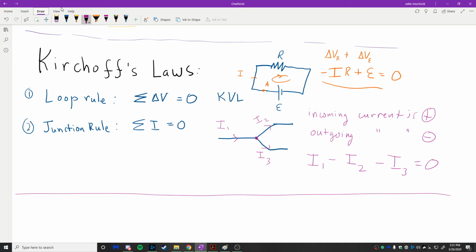This one says that the sum of all voltage drops around a closed loop is 0. And this one says that the sum of all currents flowing into a junction has to add to 0 with this type of convention right here. Does that make sense?